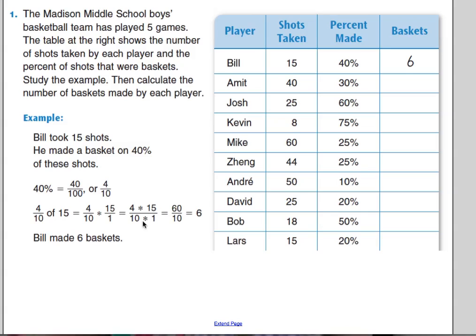Okay, then you do your multiplying. 4 times 15 is 60. 10 times 1 is 10. So you get 60 over 10. 60 divided by 10 is 6. So simplify that. You can see that Bill made 6 baskets. Okay, so your job is to finish this chart. Make sure you follow these, and then you're going to have some questions to answer about your results, but you need to finish the chart first. That's something you can do in a little bit.